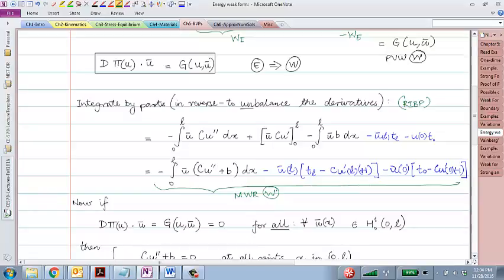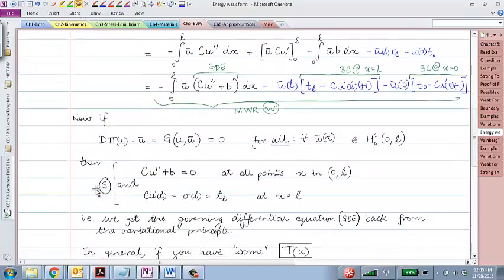And since this is the method of weighted residuals form of the weak form, this must go to 0 for all u bar. This essentially means that this equation must go to 0 for all x. This is the boundary condition at L that must hold for all u bar L, and this is the boundary condition at x equal to 0 that must hold for all u bar 0, which essentially gives me back the original strong form.